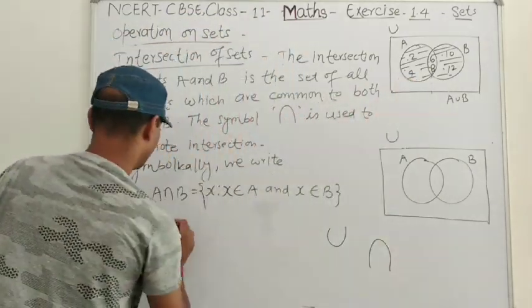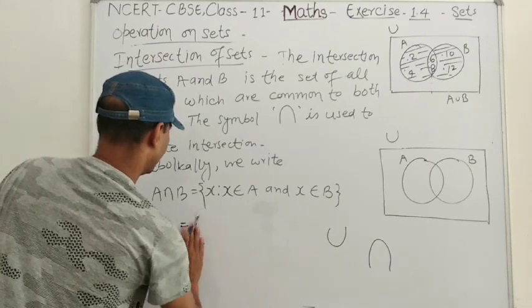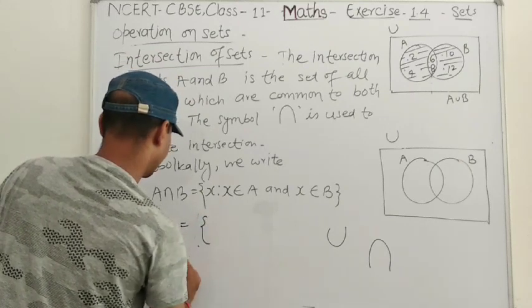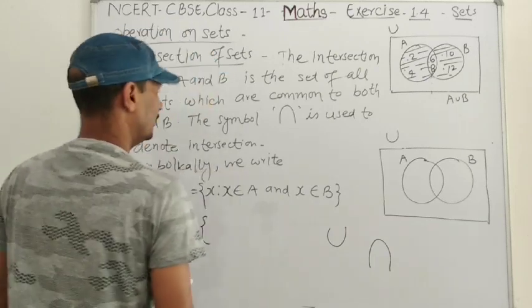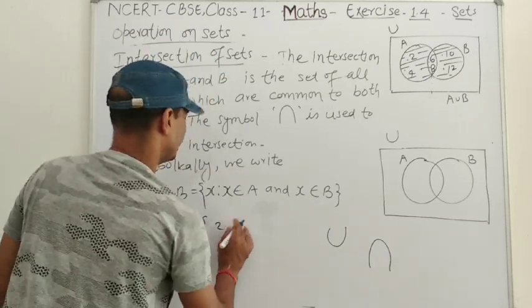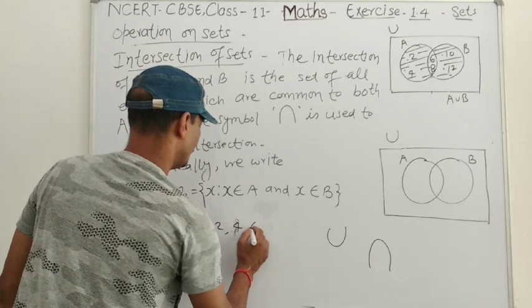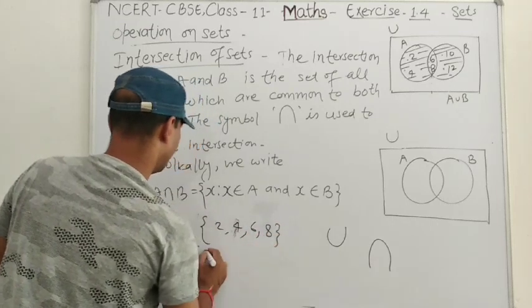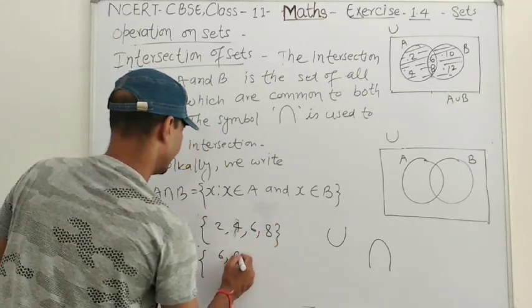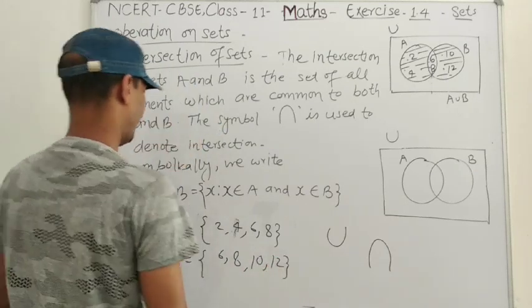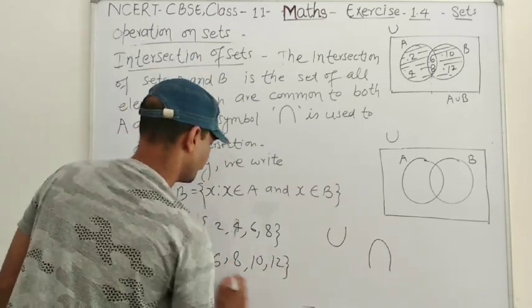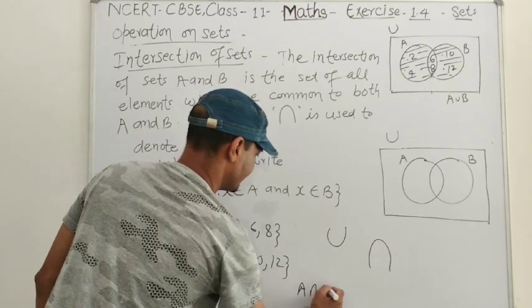We can take the same example here. If set A is 2, 4, 6, 8 and set B is 6, 8, 10 and 12. Find A intersection B.